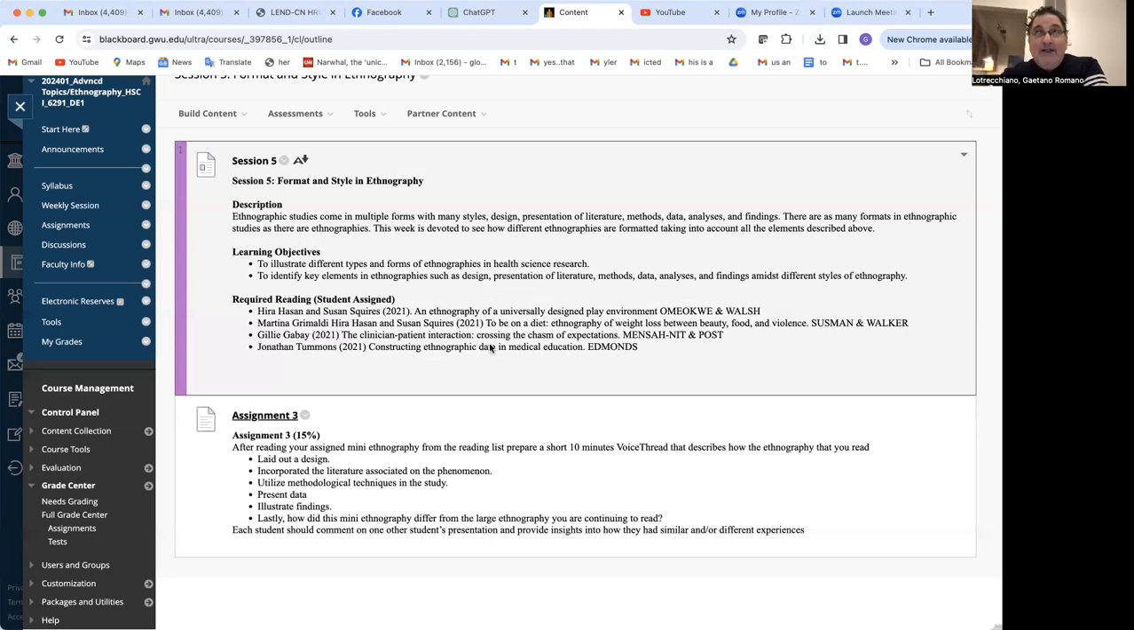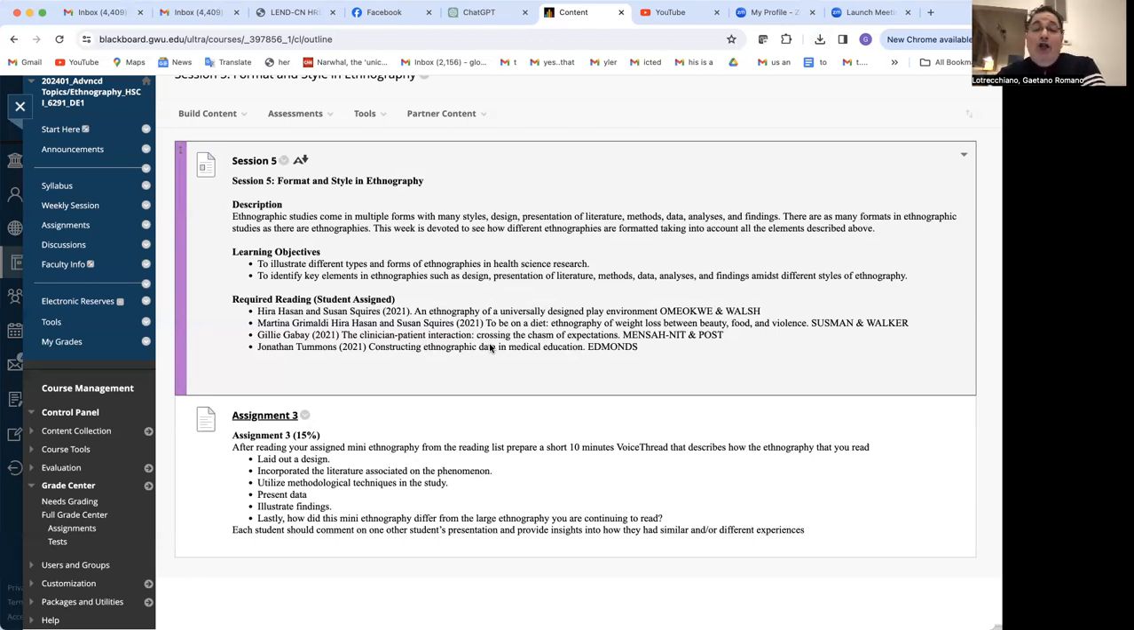And that's a tricky thing to do. I would typically never compare one large or mini ethnography against another because of the uniqueness of them. But for the purpose of learning the difference between mini statements of storytelling and larger statements of storytelling, ask yourself the question, how different are these? So just to give you a comparison, if you're reading the Lisa book, how does that compare to the mini ethnography on weight loss between beauty, food, and violence?